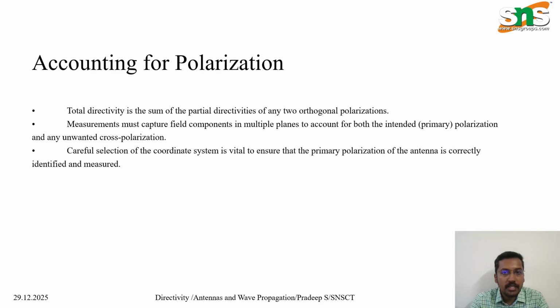Directivity measurements must also consider antenna polarization. The total directivity is obtained by combining the directivities of two orthogonal polarization components. Measurements are performed in multiple planes to capture both the desired polarization and the cross-polarization effects. Choosing the correct coordinate system is very important for accurate polarization analysis.